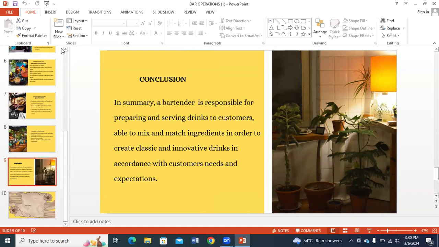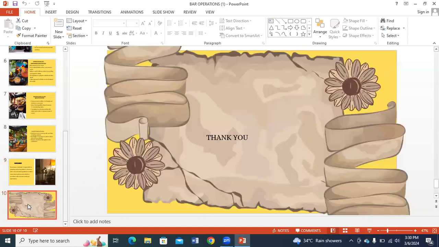So for the assignment that I'm going to give next, which should be done in groups and brought out for marking, you are to discuss the various bar equipment and their uses, and also, if possible, draw them so that you're able to master and remember them as you continue with the learning process. So therefore, this will mark the end of our lesson, and thank you very much for your participation.